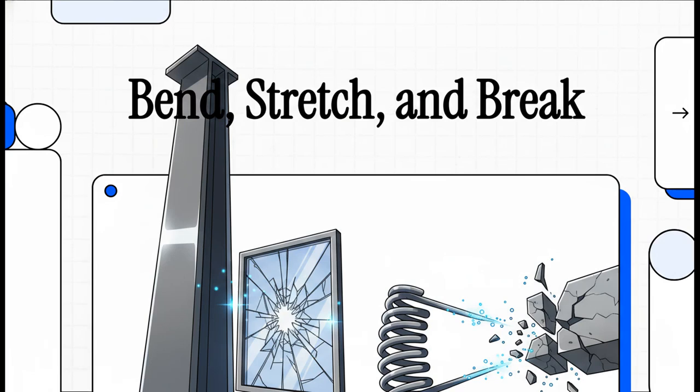Hey, have you ever just looked at a skyscraper and wondered, how can a steel beam hold all that up when a glass window shatters from a single hit? Or, why do some things stretch and others, well, they just break? Today we're going to dive into the hidden physics that dictates why everyday materials bend, stretch, and sometimes just snap.